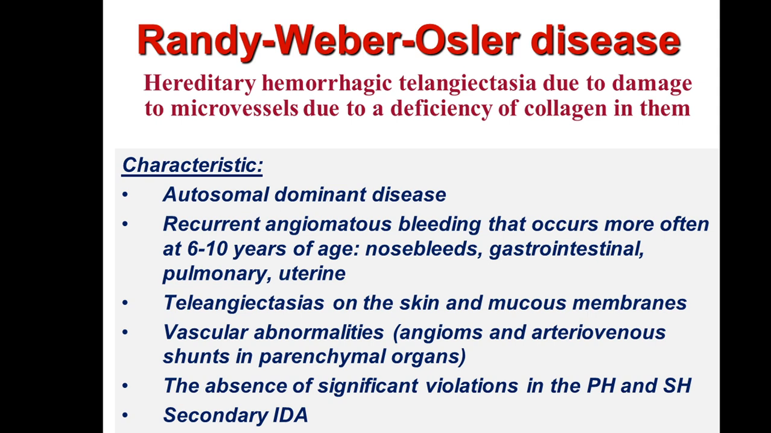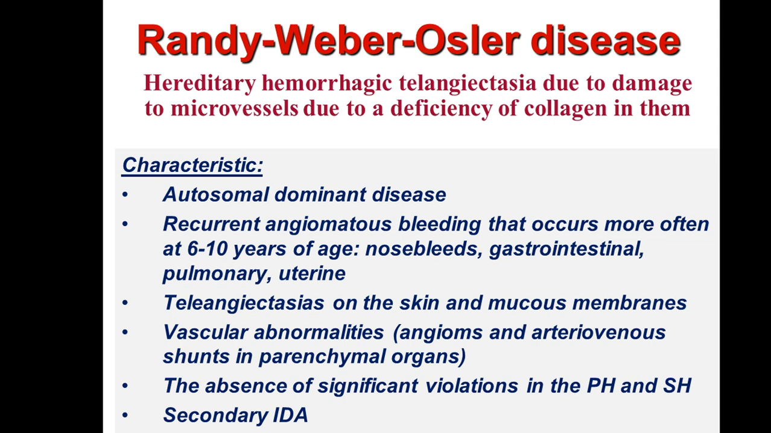Rendu-Weber-Osler disease, hereditary hemorrhagic telangiectasia, is due to damage to microvessels due to a deficiency of collagen in them. We here don't have destroying of coagulation factors, don't have destroying of platelets, we have hereditary deficiency of collagen in the vessels, and the clinical picture depends on location, which vessels do not have collagen. Autosomal dominant disease, recurrent angiomatous bleeding that occurs more often at 6 to 10 years of age, characterized by nasal bleedings, gastrointestinal bleeding, sometimes hemoptysis, pulmonary bleeding, and uterine bleeding.